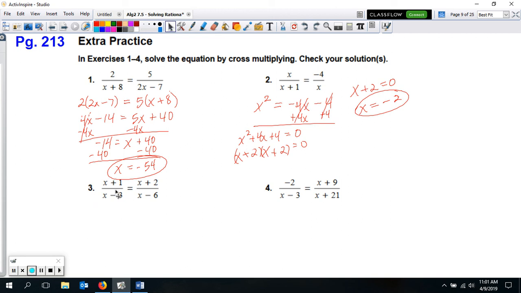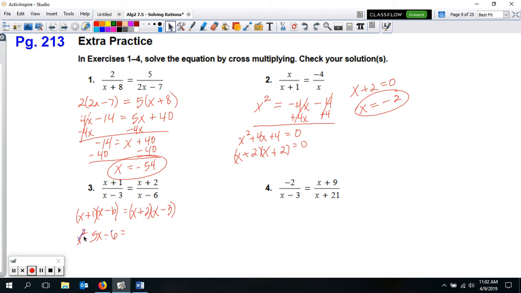And going on to number 3, again we're going to cross multiply, but we're seeing we have binomials here, so we're going to have to use FOIL here to cross multiply. So starting with one side, x plus 1 times x minus 6, and then the other side will be x plus 2 times x minus 3. And now we just want to FOIL each side. So x times x, the outside and the inside, and then the last. So that's going to give us x squared minus 5x minus 6.